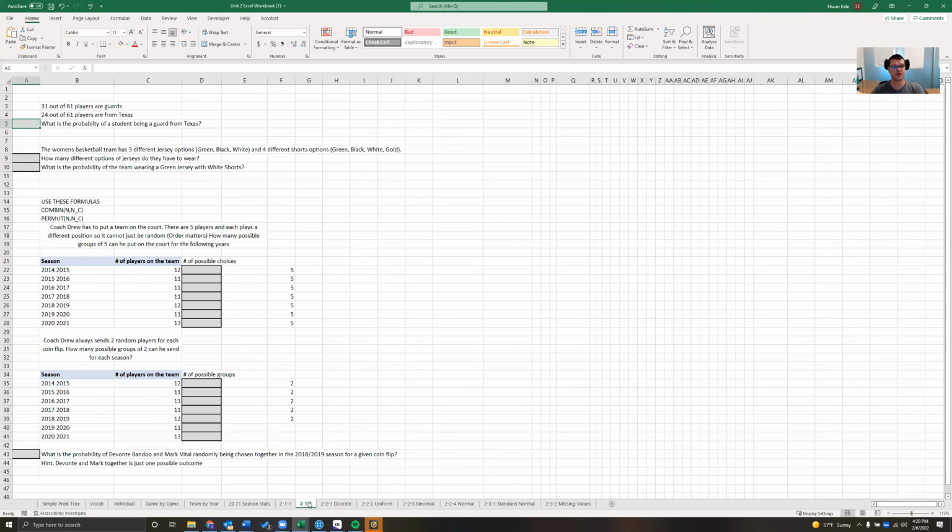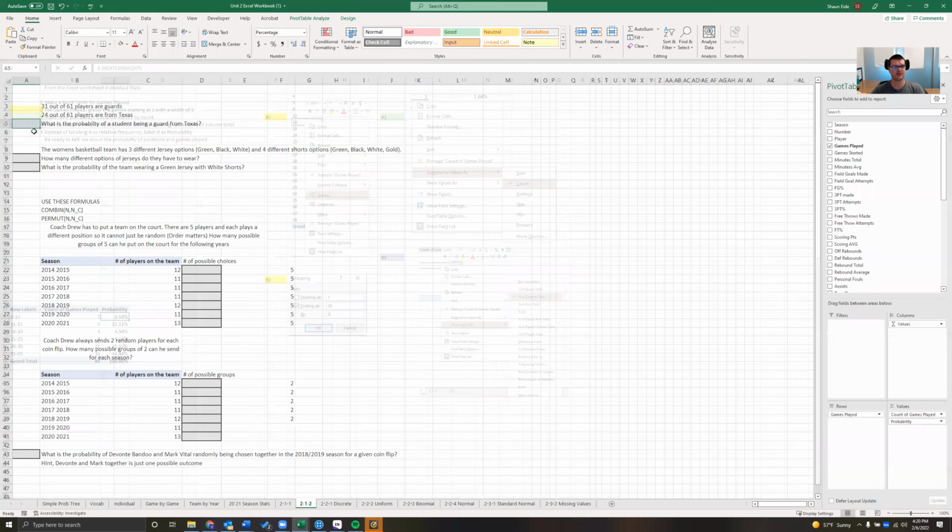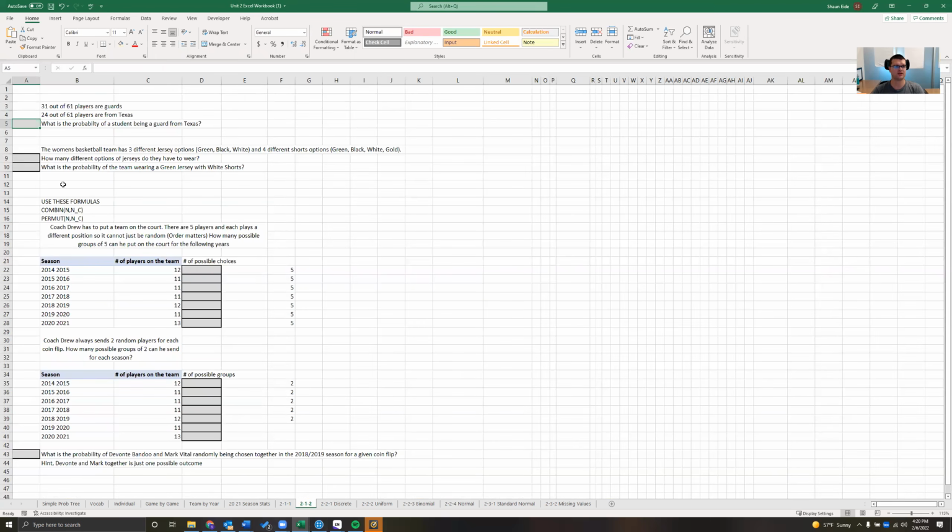And this right here is for the second quiz. So this right here is for the first quiz, for the quiz for 2-1-1. And then this right here is for the second quiz for 2-1-2. Then it's supposed to say men's basketball team. Men's basketball team has 3 different jersey options. How many jerseys do they have to wear? And so figure out what you want to use in order to determine that.